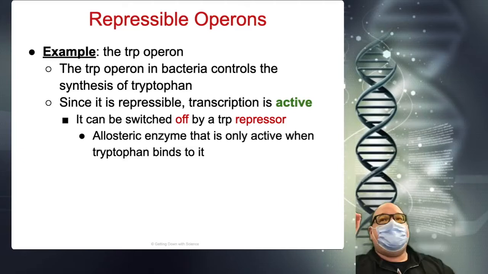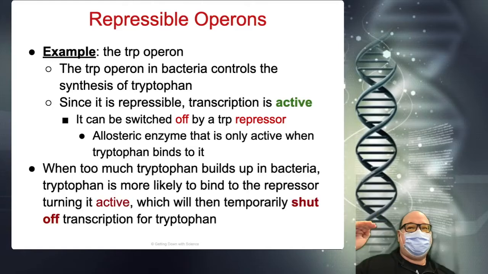Okay. The repressor is an allosteric enzyme that's only active when tryptophan binds to it. So when tryptophan is present, the allosteric enzyme is active. So here's how this happens. When there's too much tryptophan, tryptophan is more likely to bind to the repressor, making it active. Okay? So we're going to shut off the production of tryptophan when a lot of tryptophan is present by using this enzyme.